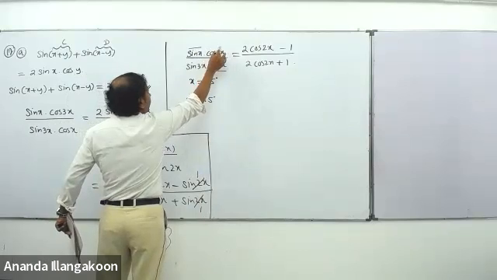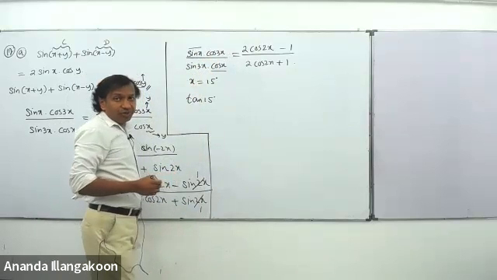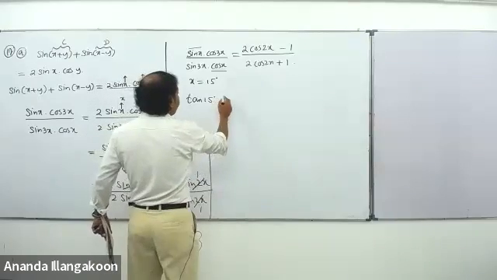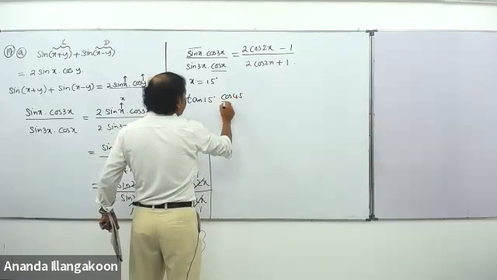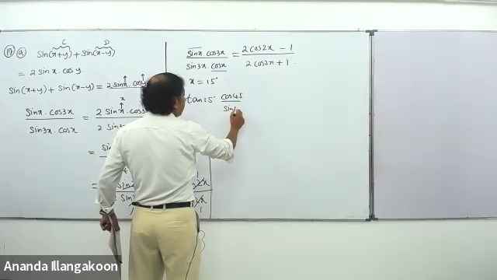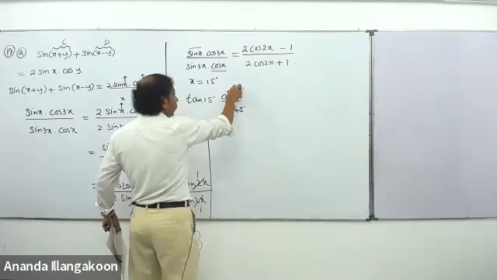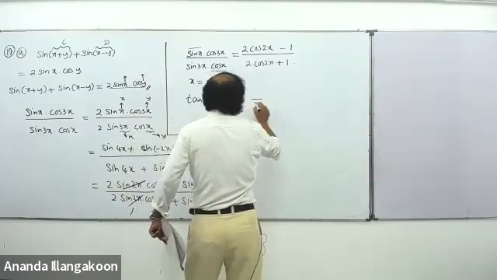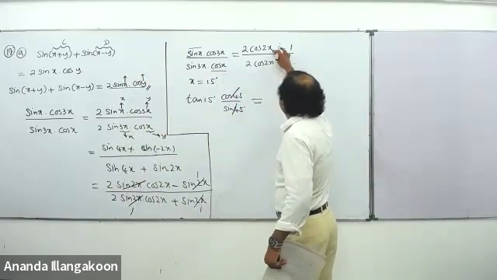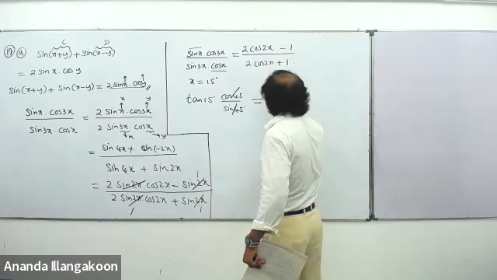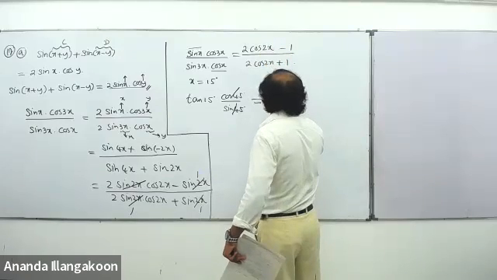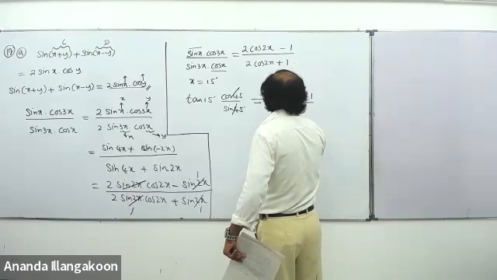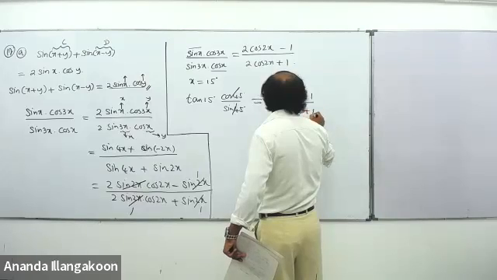Here cos 45, here sin 45, no? Cos 45 divided by sin 45. Cos 45 is 1 over root 2, sin 45 also 1 over root 2. That too you can cancel now. Put the third 15 here. 2 cos 30 minus 1 divided by 2 cos 30 plus 1.